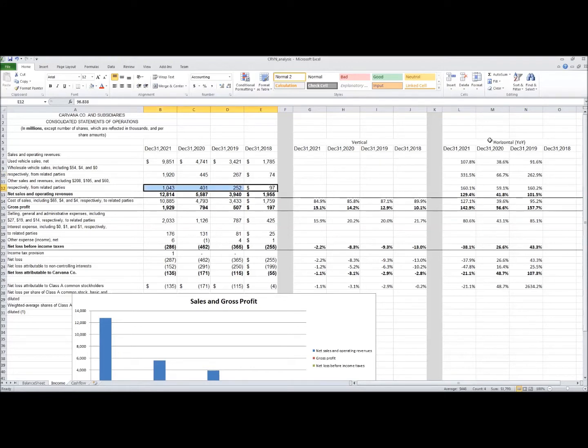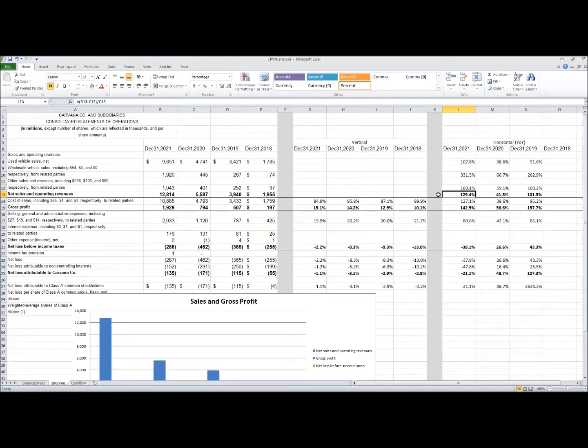And what we can do is look at the horizontal analysis, and this will be a comparison like, what did the used vehicle sales do from 2018 to 2019? Well, they grew by 91% here, then slowed down the growth to 38%, and then 107%. And then we can see here on the wholesale, growth of 262, 66, 300. And then overall for all the net sales and operating, you see 100%, 41. So they definitely had a slowdown in 2020, but overall they're high growth, typically over 100% year over year growth in sales.